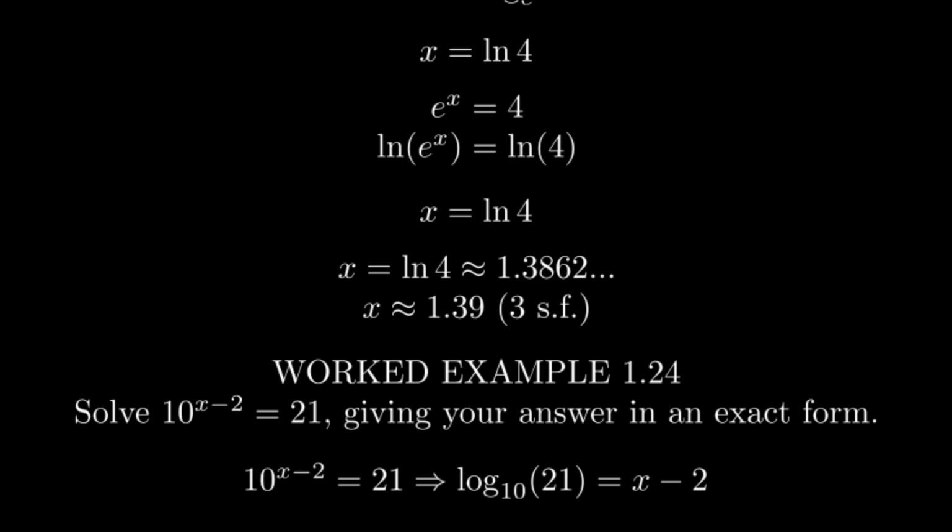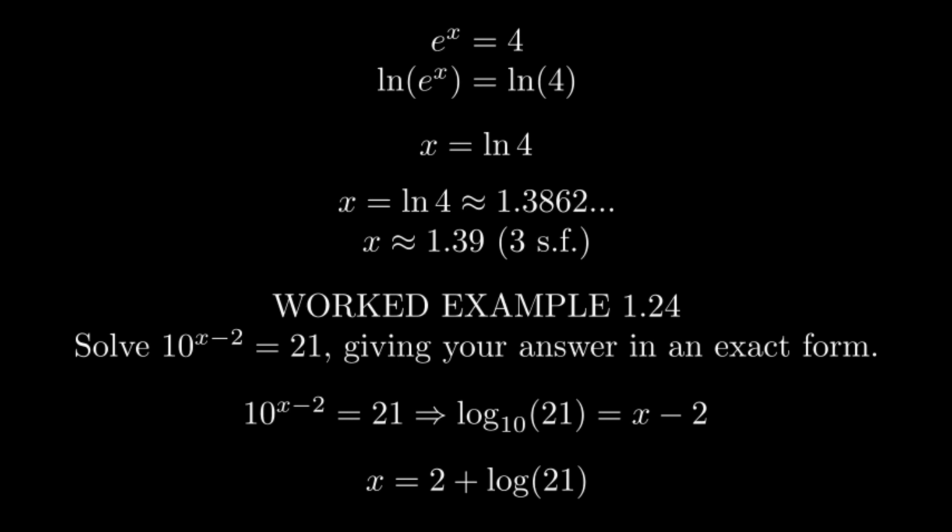All we need to do is add 2 to both sides of the equation. This gives us our final exact answer, x equals 2 plus the log of 21. We leave it in this form because the question asks for the exact solution, not a decimal approximation. We have now met our objective. You can solve exponential equations by converting them to logarithmic form or by taking the logarithm of both sides, allowing you to find both exact and approximate solutions for an unknown exponent.